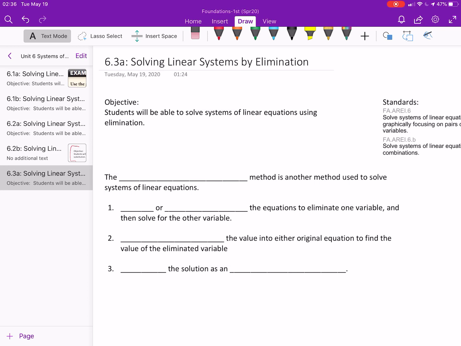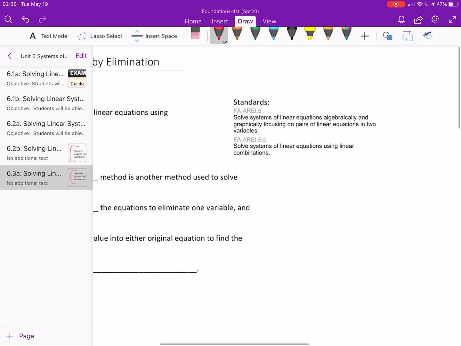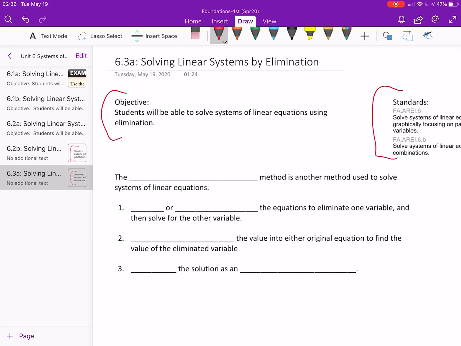Hey there, we're going to look at 6.3a today on solving linear systems by elimination. This is the third of our three methods that we've been talking about in this unit. And so our objective today will be to solve systems using elimination, and this falls under our two standards in AREI 6, dealing with solving systems and dealing with them using linear combinations. And so let's look at what is the elimination method first.